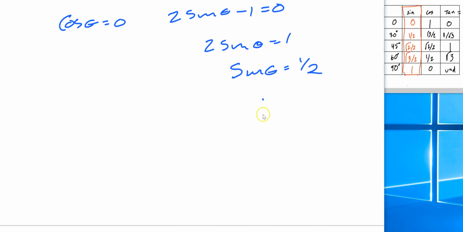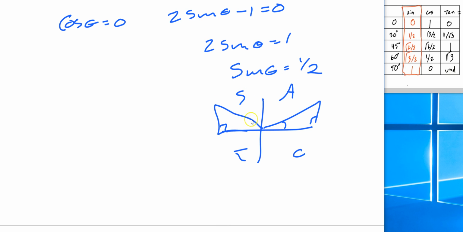Where does sine theta equal 1/2? Let's do All Students Take Calculus. Notice this is positive, so I'm going to be at A for positive, right? All. And then I'm going to be at S because we're talking about sine. If it was negative, it would be down here.